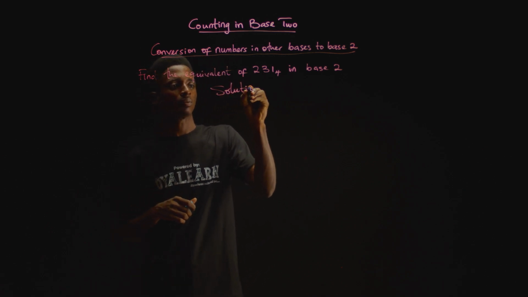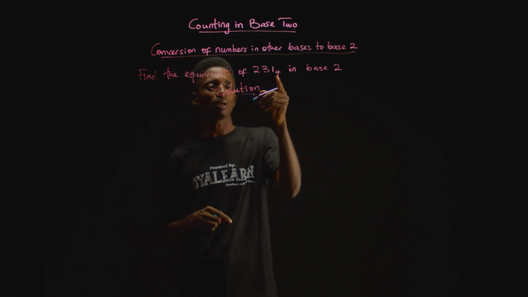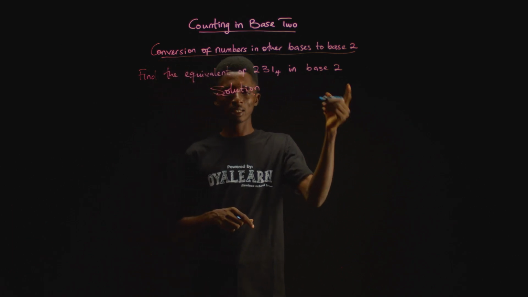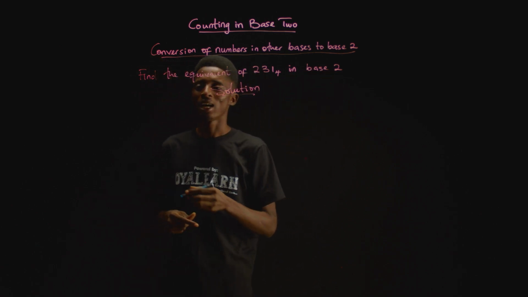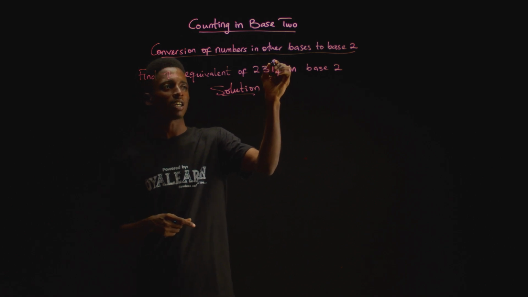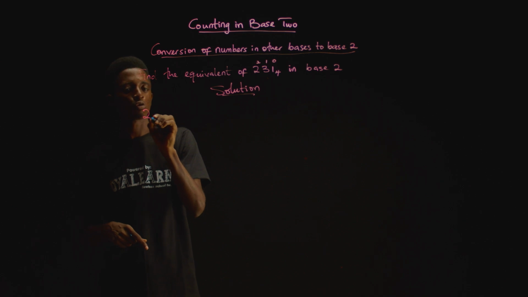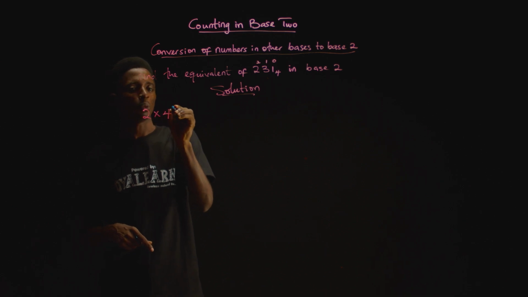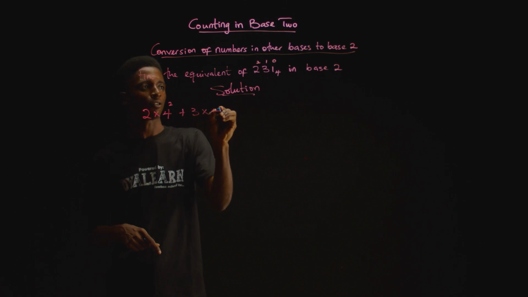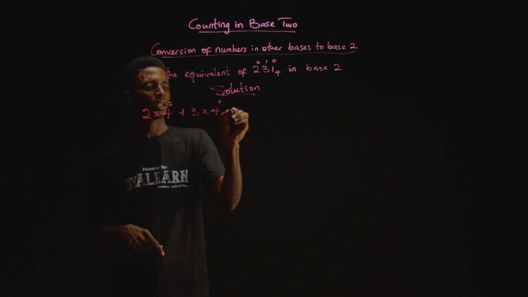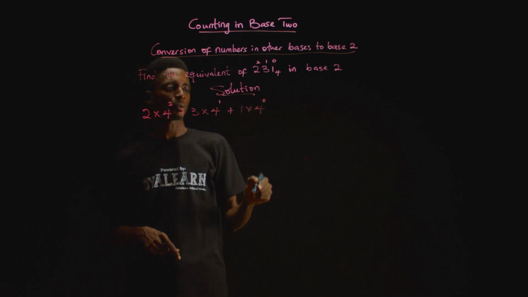Solution. So we have to find the equivalent of 231 base 4 in base 2. First, we convert this to base 10. And to do that, remember this will be power of 0, 1, and then 2. Therefore, we would have 2 multiplied by 4 with the power of 2 plus 3 multiplied by 4 with the power of 1 plus 1 multiplied by 4 with the power of 0.